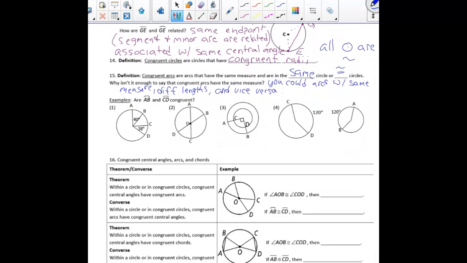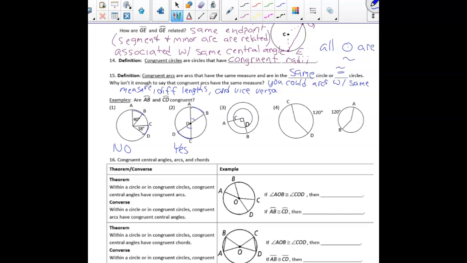Are arc AB and arc CD congruent? Well, arc AB here is 40 degrees because the central angle is 40 degrees. This arc here, CD, is 38, so that's obviously no. Okay? For number 2, arc AB is here, and arc CD is there. Notice that these are vertical angles. So these 2 angles are congruent, the central angles, so that is a yes.